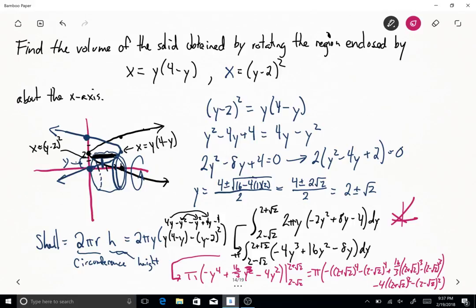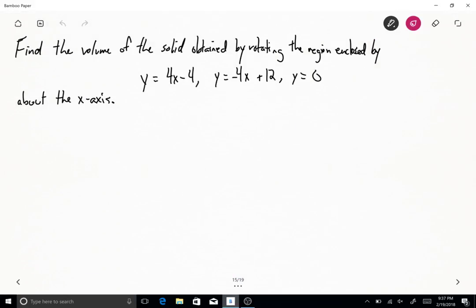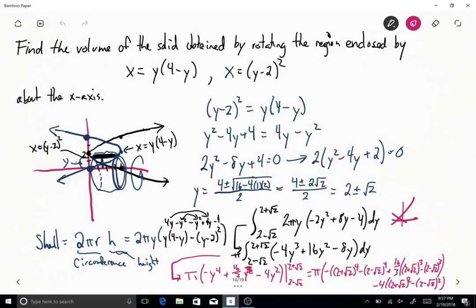So, tricky problem in terms of finding the bounds and all that stuff, because we had a region enclosed, so a little bit different, and wanted to make sure we saw that. Moving forward now, you have: find the volume of the solid obtained by rotating the region enclosed. Could we rotate about y? Oh, yeah. So if you rotated this thing around the y-axis, it actually becomes a little bit easier.